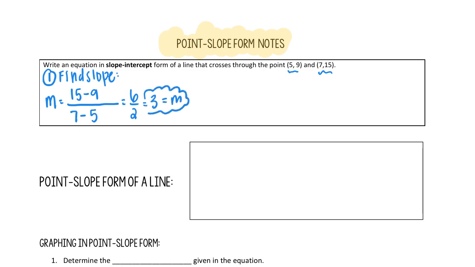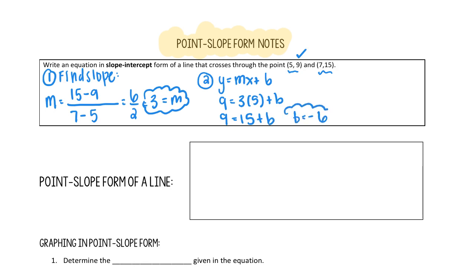Once you find the slope, you can use the slope and one of your points, it doesn't matter which, to plug back into y equals mx plus b. Solve to find the value of b. After you have found that the y-intercept is -6, you now know your slope and your y-intercept, so you can plug into slope-intercept form.